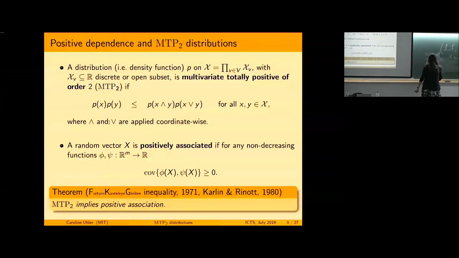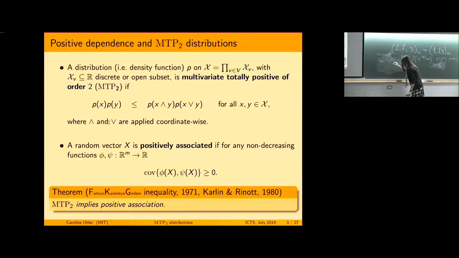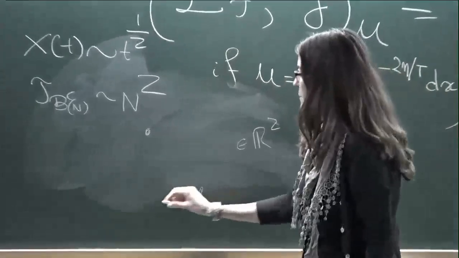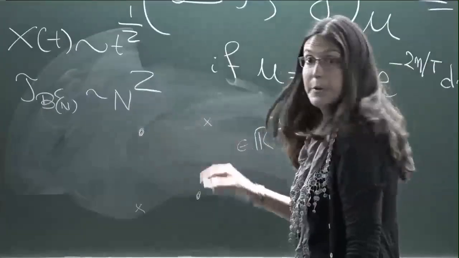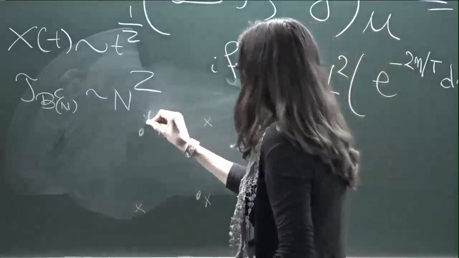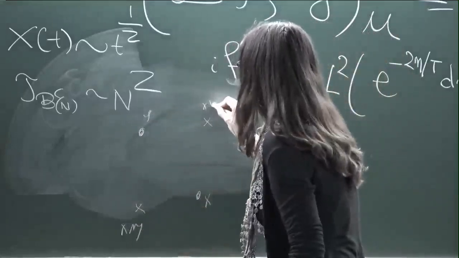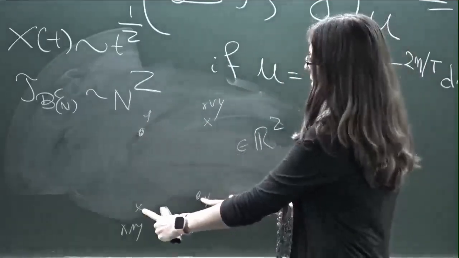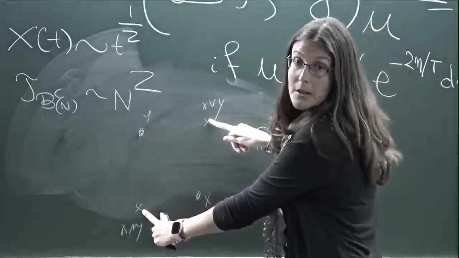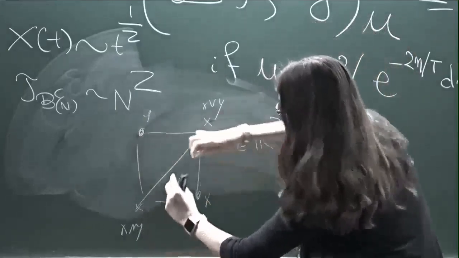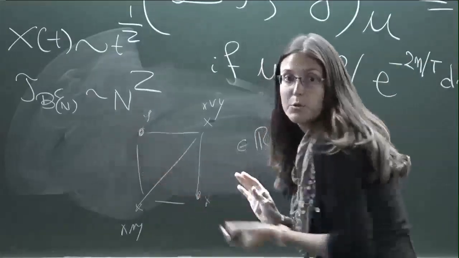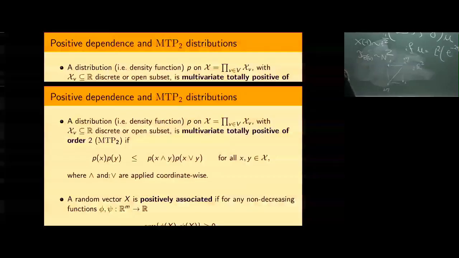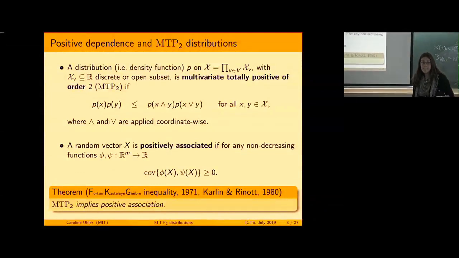So if we do it in R2 and I give you 2 points, I don't know, say these are my 2 points in R2, then I mean entry-wise minimum and entry-wise maximum. So if this is x and this is y, this is x min y, this is x max y. And so what I mean is the density at x times the density at y has to be smaller or equal to the density at x min y times the density at x max y. Okay, so for example, like a tent function, right, would be where this guy here comes out and it's a tent going down like this, would satisfy MTP2 properties.